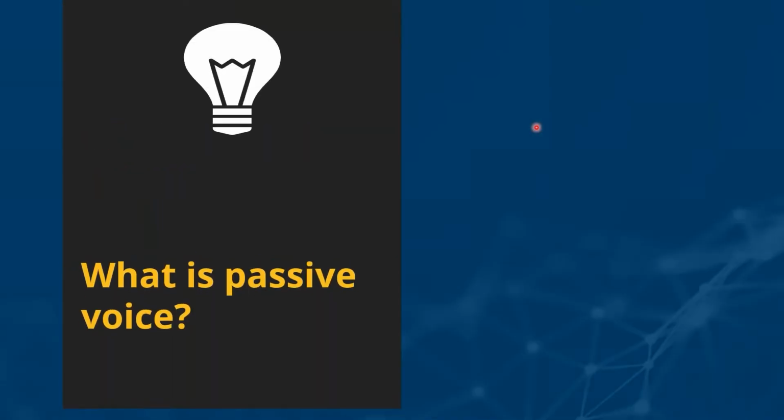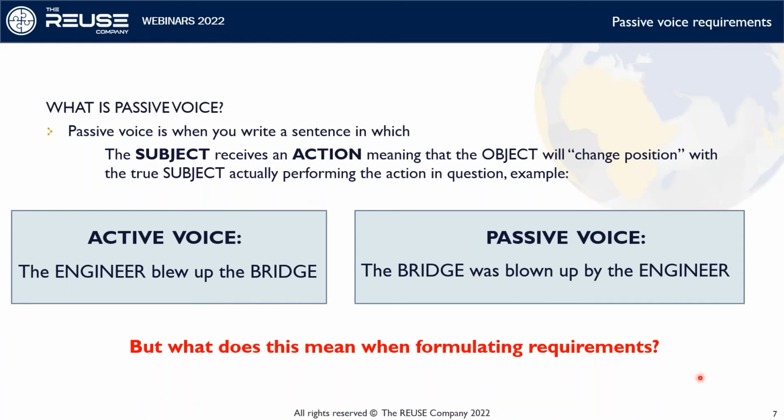So over to the topic. What is actually passive voice? When we talk about passive voice, you really have to look at these two sentences below. First, an active sentence: the engineer blew up the bridge. We have the subject, the engineer, that performs an action to blow up something, and the object is the bridge. And what does it mean when we talk about passive voice? It means that the object and the subject change place. So a passive sentence, saying exactly the same thing, sounds like: the bridge was blown up by the engineer.